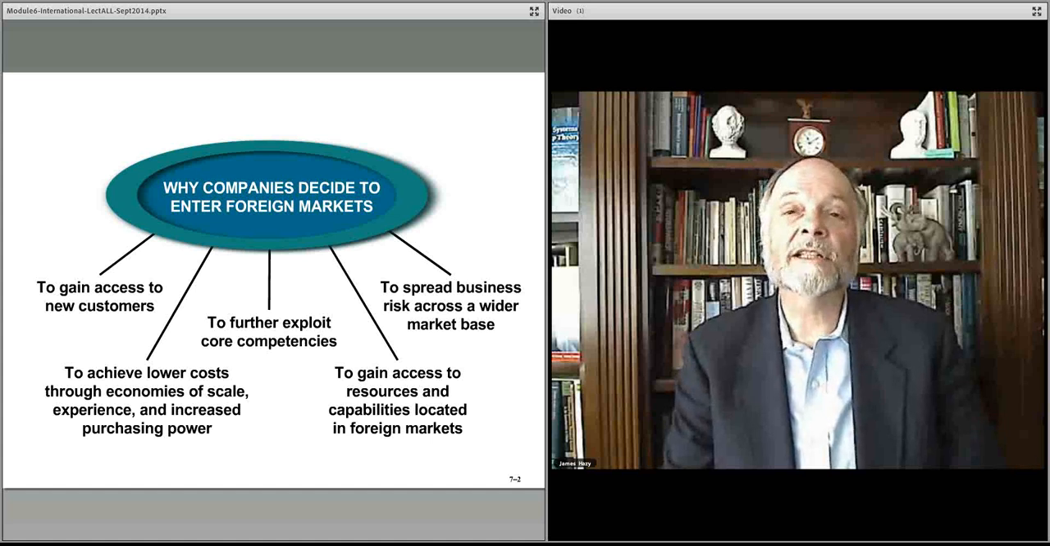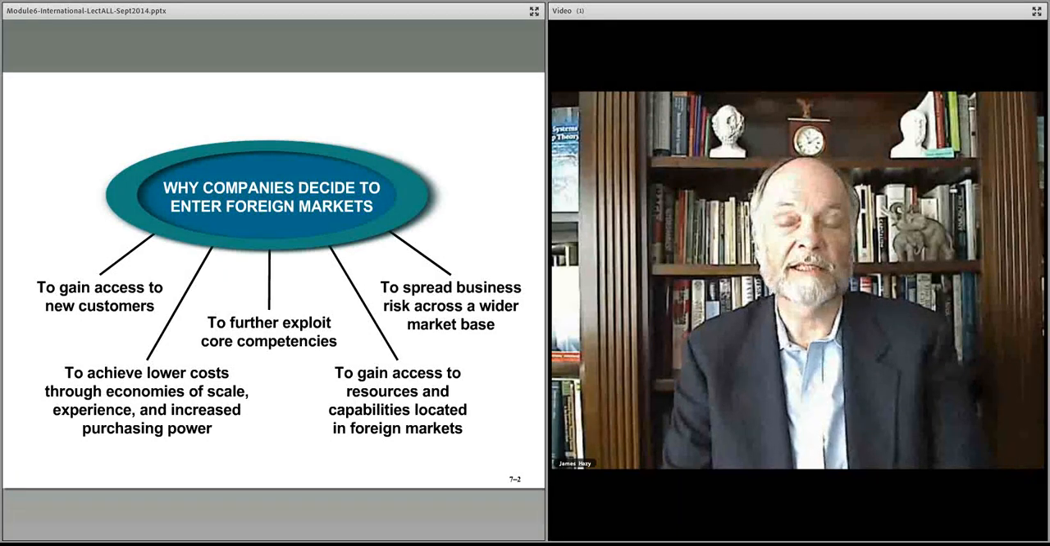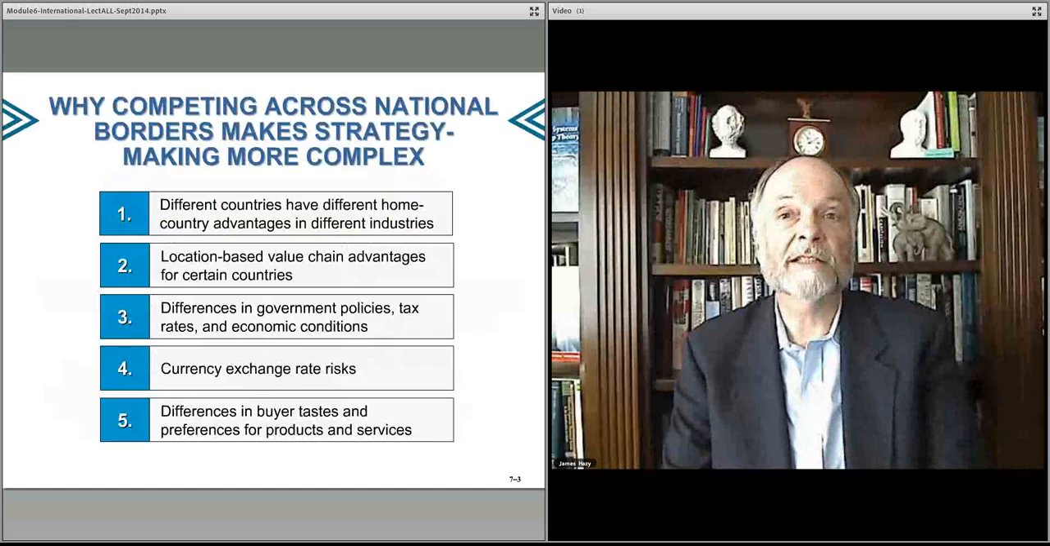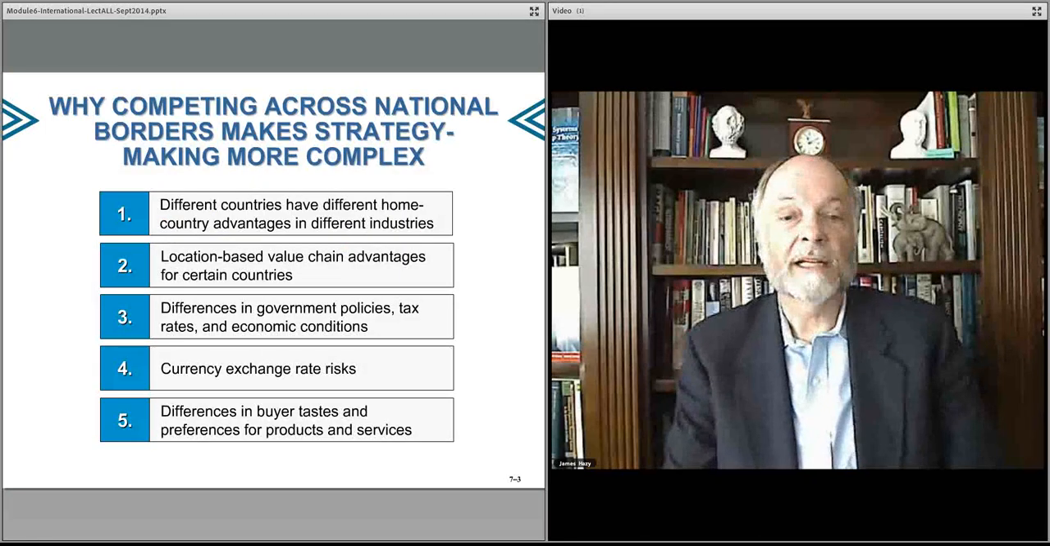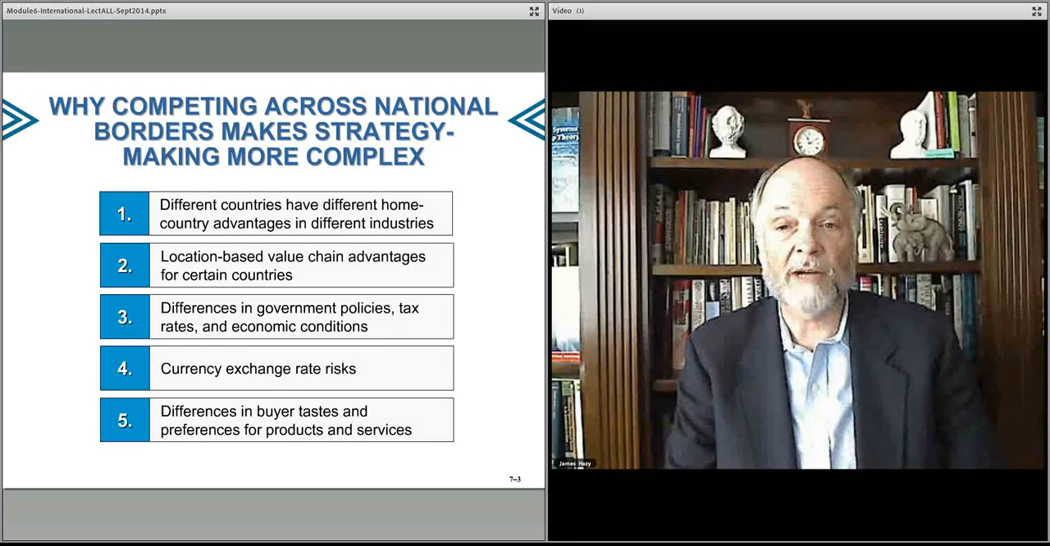So when there is a downturn in Europe, for example, you can still make some returns in the US or China. Or when there's a downturn in the US, you can make returns in China or Africa, South America. So it's a way to balance and spread risk across many marketplaces. So there are a lot of reasons that companies, when it makes sense, start to think about competing on the international stage. That makes life more complex because different countries are different, not surprisingly.